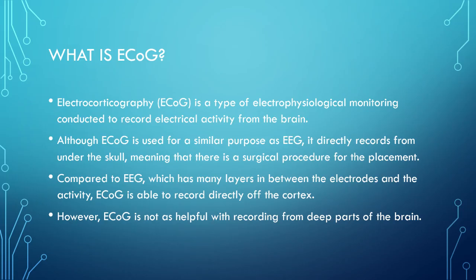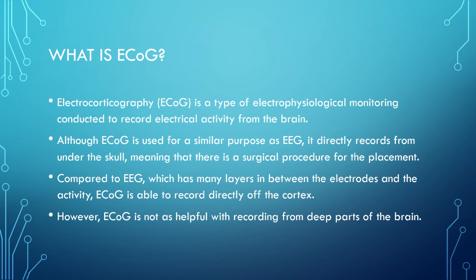To start off, what is electrocorticography? Electrocorticography, or ECoG, is a type of electrophysiological monitoring conducted to record brain activity. If you've heard of electroencephalography, or EEG, you may have noticed that it's a bit similar. Although ECoG is used for a similar purpose as EEG, the main difference is that ECoG directly records from under the skull, while EEG is non-invasive and done from over the skull. This makes ECoG fall under the umbrella term intracranial EEG.